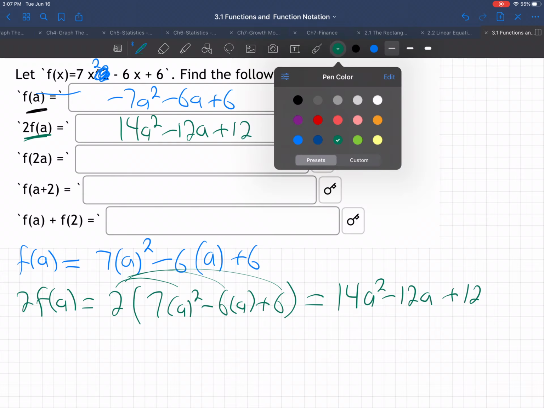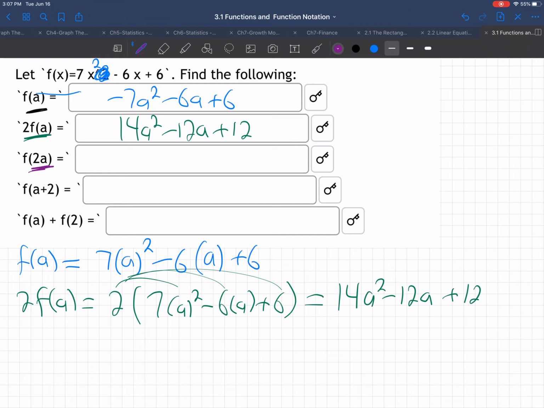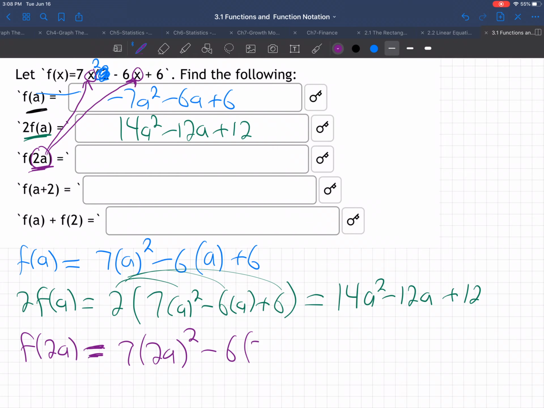Okay, and now the whole 2a is plugged in. So the 2a goes there and there into both of the x slots. So instead of the 2 being on the outside, the 2 and the a both are plugged in. So we get 7 and then 2a squared. You put parentheses around anything you plug into a function whenever you plug it in the x spot.